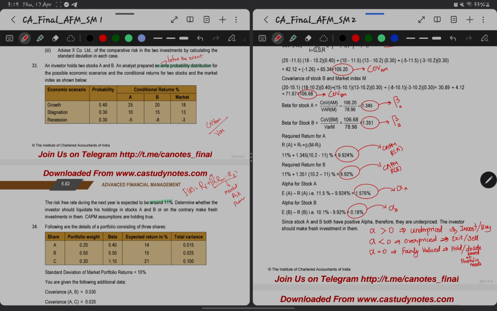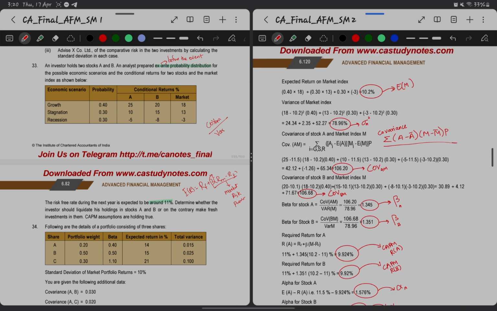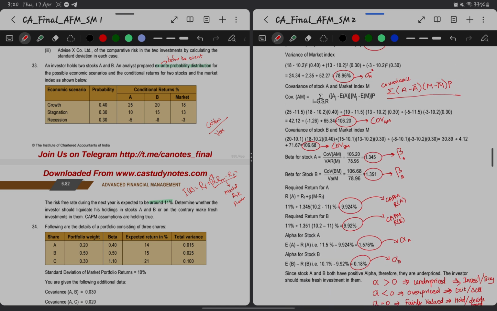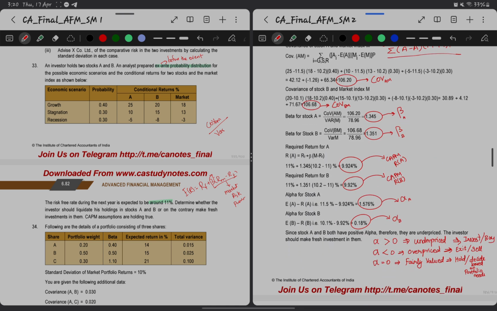Now we have the risk free return, then the risk premium, then beta also. Using this we can find the required return for A based on the CAPM model. So the required return for A is 9.924 and the required return for B is 9.92%. Then going ahead, we have the expected return for stocks A and B, and we have the required return for stocks A and B.